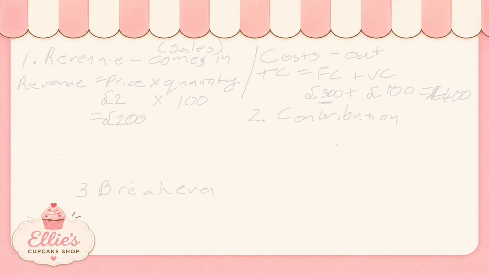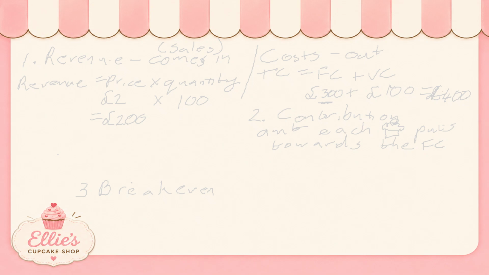So we need to work out our contribution. Now the contribution is the amount, let's write it down, the amount each cupcake or sale or output contributes or puts towards the fixed cost, and then later to profit.